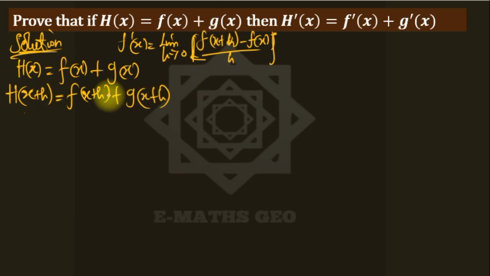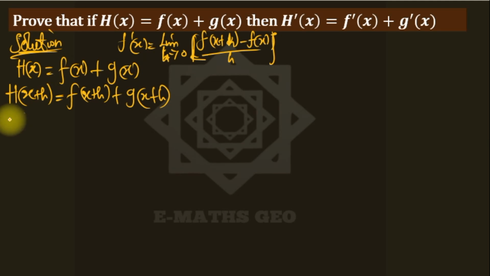In proving from the first principle, we have 4 stages. The first one is to get the change, x plus h, that's the change. Secondly, we'll subtract the original from the change. Third, we'll divide by h or x, depending on the one you are using. I'm using h. And finally, we'll find the limit. So we've done the first stage.